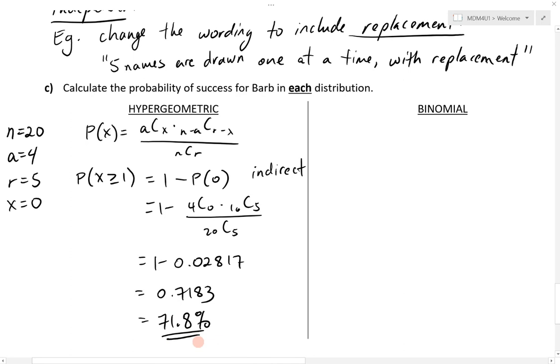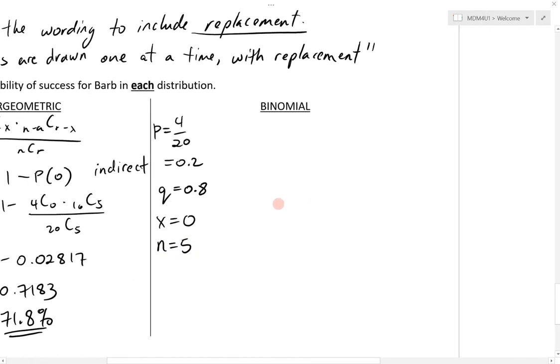Binomial. What if we did this in my binomial way? So the probability of drawing a friend's name is 4 out of 20 names, which is 20%, 0.2. Okay, the probability of failure would then be 0.8. Subtract that from 1, right? And so x is going to be 0, because we're going to do the indirect method here as well. And the number of trials is 5, because we are drawing 5 names out of a hat.